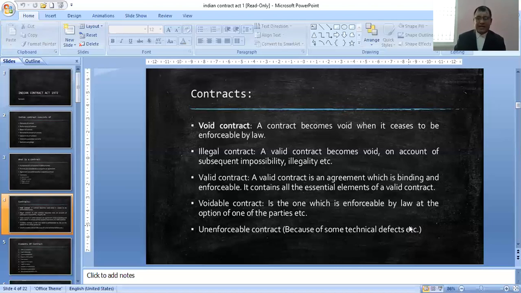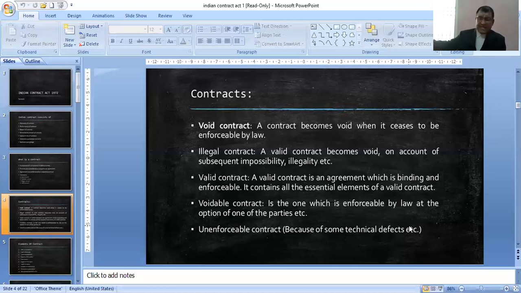What is an illegal contract? A valid contract becomes void on account of subsequent impossibility, illegality, etc. While you are entering into the contract, that contract may be legal, but at a later stage it becomes illegal. For example, lotteries were available in Tamil Nadu around 2-3 decades before. Lottery tickets were very much available in the state. But the state of Tamil Nadu banned the lotteries and gambling.